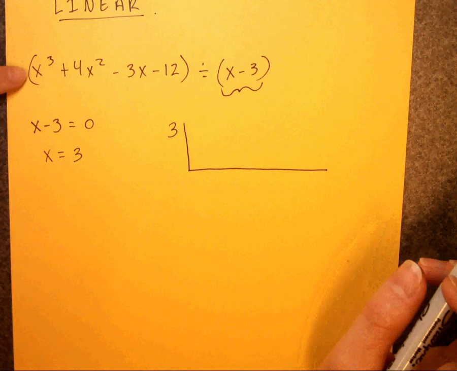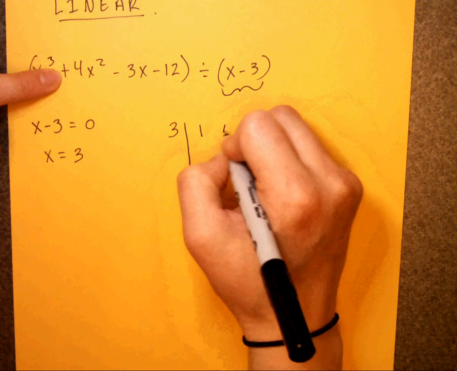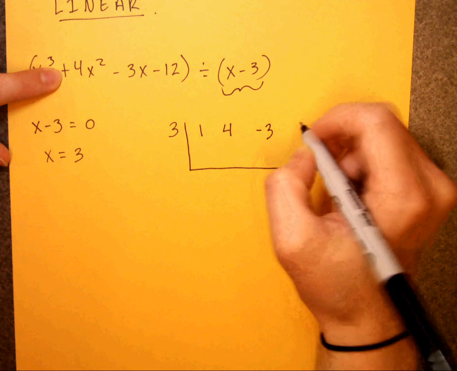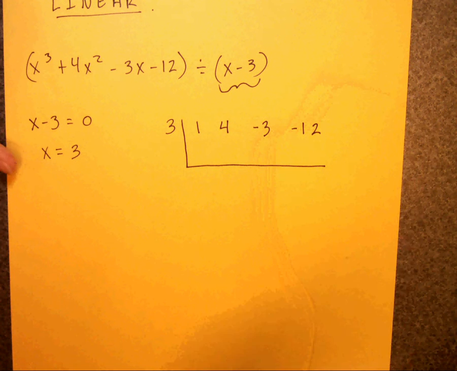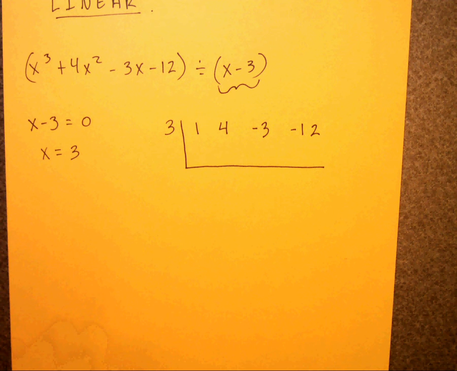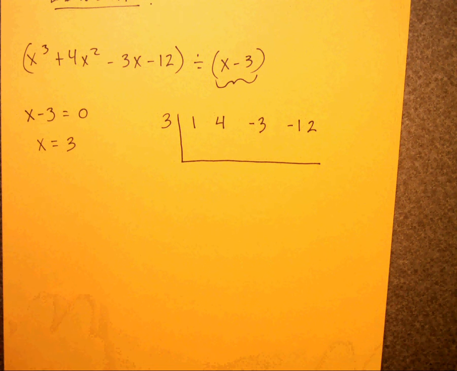So my coefficient for x cubed is 1, coefficient for x squared is 4, coefficient for x is negative 3, and the coefficient for my constant is negative 12. Alright, so I have it all set up. There's a space between my values and the bottom for a reason. Alright, got it all set up.